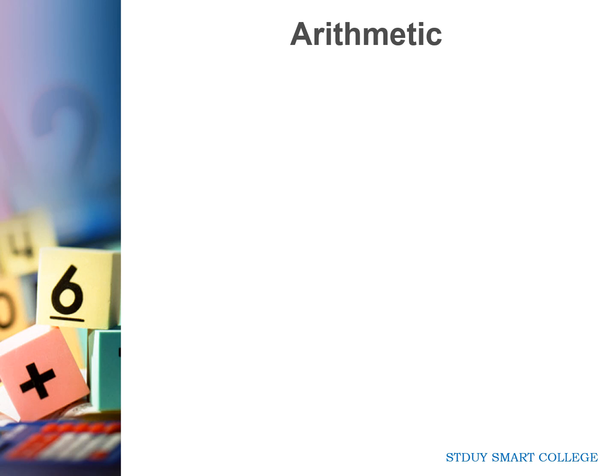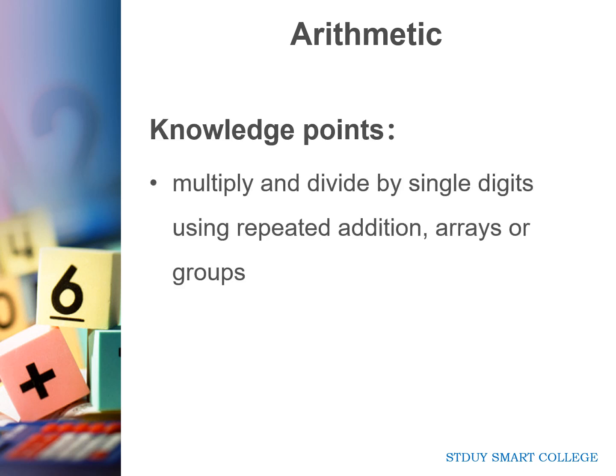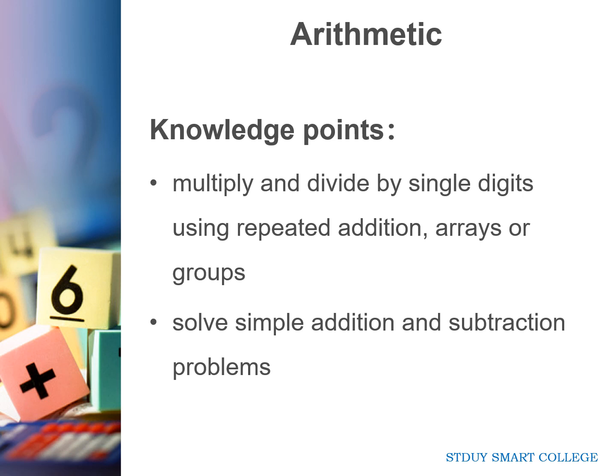Arithmetic has 2 knowledge points. First, multiply and divide by single digits using repeated addition, arrays or groups. Second, solve simple addition and subtraction problems.